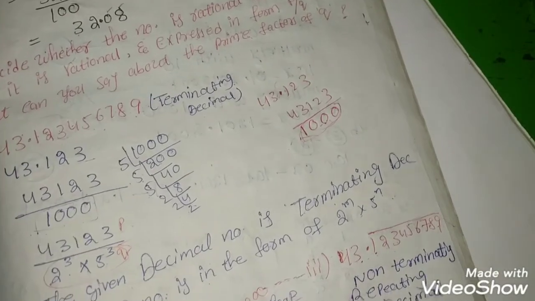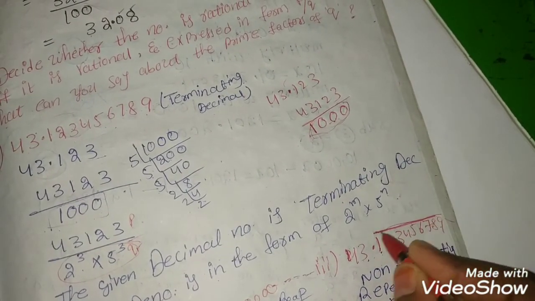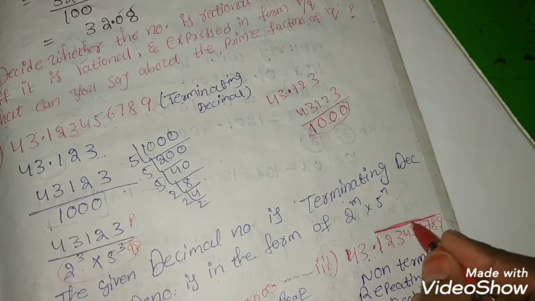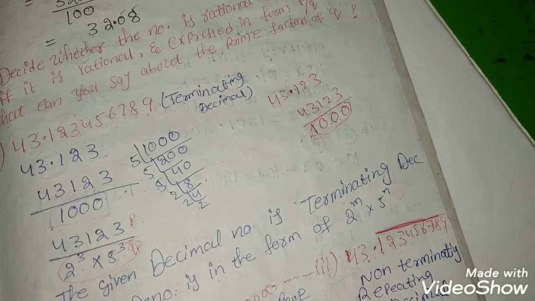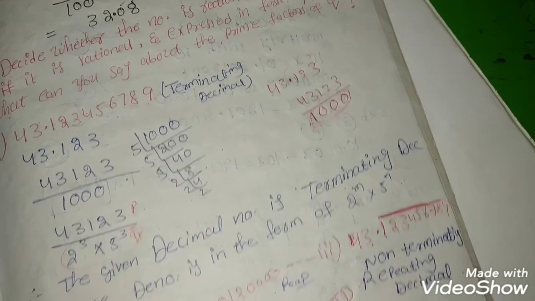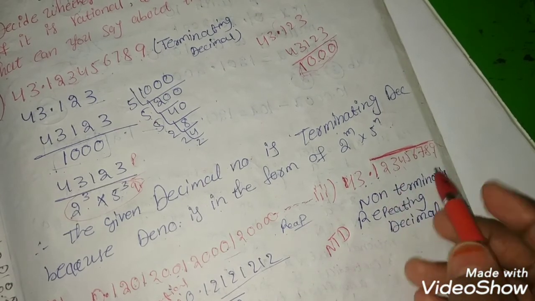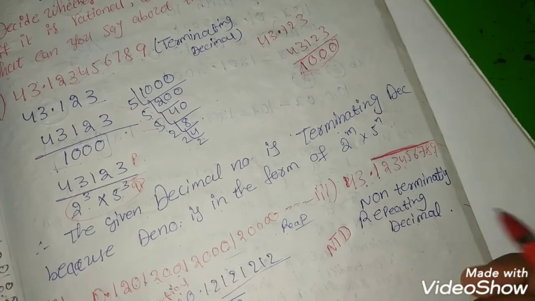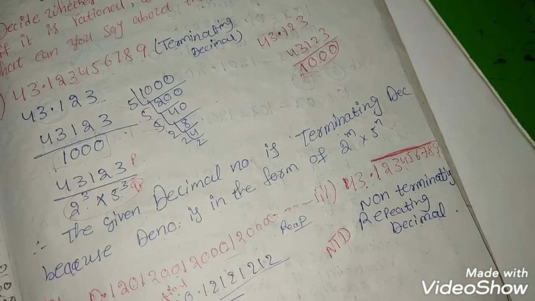See, the third question, what he is saying. See here, the bar is there. That means it must be repeating. If it is repeating, then we can call it a non-terminating decimal, in which repeating values are there. So we can call it a non-terminating repeating decimal. Please check the last videos. You can clearly understand what terminating and non-terminating decimals are.